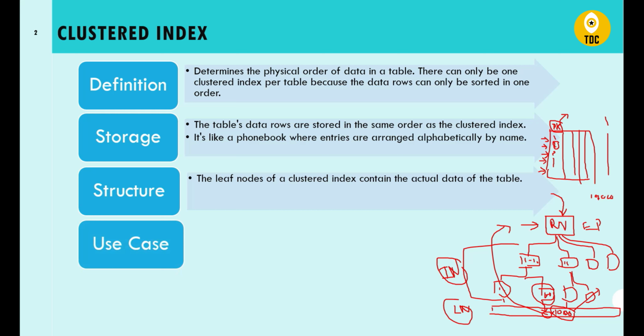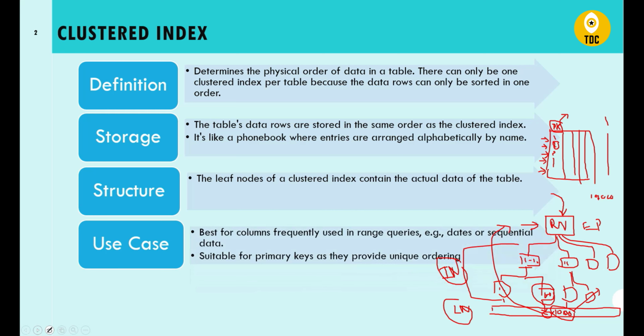So next we will go to the use case, right? The use case is best for columns frequently used in a date range, like if you're using dates or sequential data. As we saw, where we have employee ID columns, order ID columns, transaction ID columns, etc., you use the clustered index. It is suitable for primary keys as they provide unique ordering.